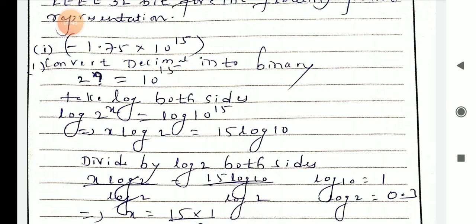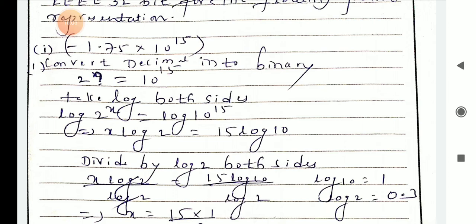Convert, first step is what? Convert decimal into binary. Before that, you have to convert that decimal into binary. 2 raised to question mark is equal to 10 raised to 15. So by solving that mathematically, take log both sides.